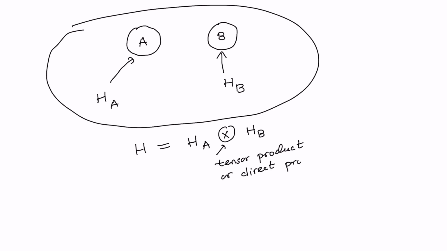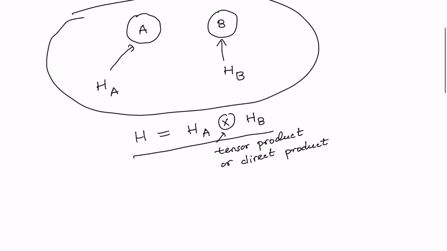Let me repeat once again. So we are considering two systems A and B. They are now the composite system. System A, if I consider it alone, lives in the Hilbert space HA, and the system B lives in the Hilbert space HB. Together, if I consider both A and B, I can construct a common Hilbert space H equal to HA direct product or tensor product HB.